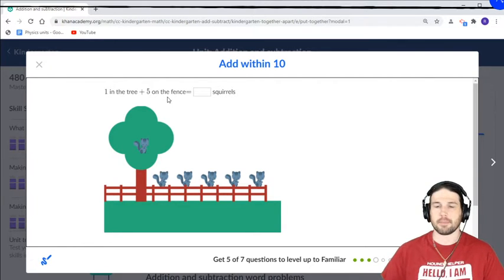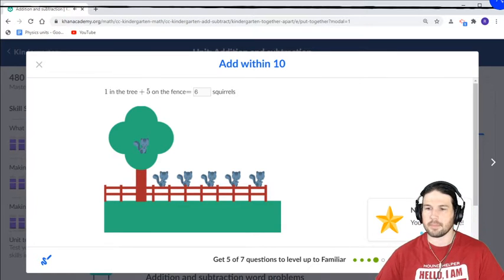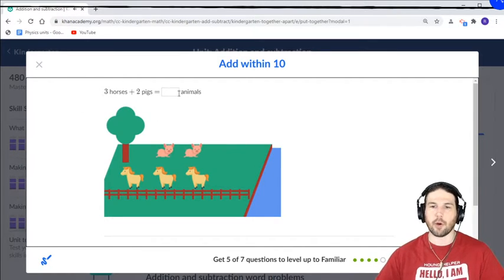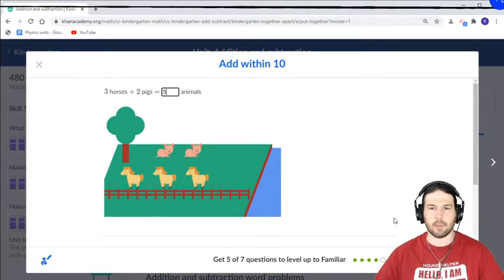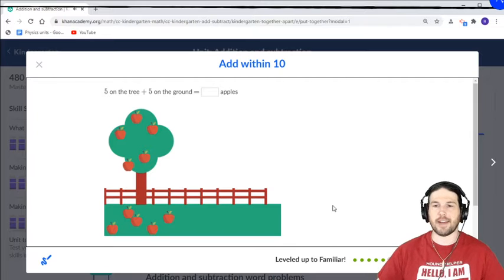I see 6 squirrels total. 3 horses and 2 pigs, that's 5 animals. We're back to Stardew Valley again, which I've been playing every day. 5 apples on the tree and 5 on the ground.